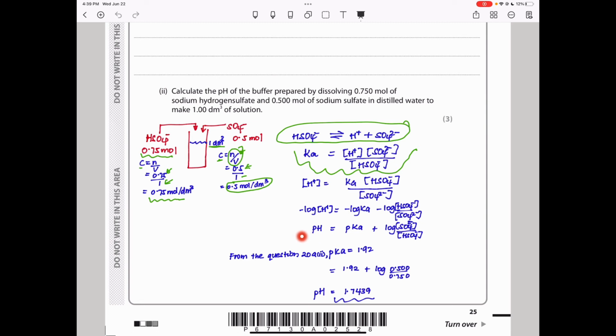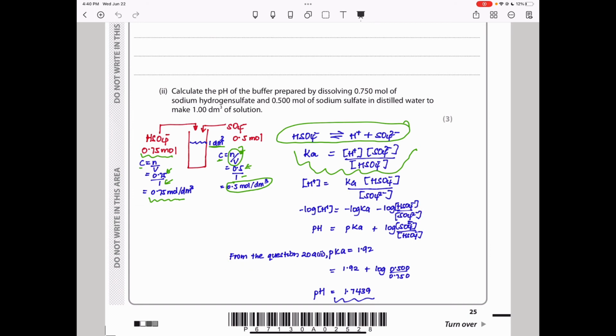Some of you can memorize this. Those of you who do mathematics, you know how to convert this equation into that. You can also work like this. There is no problem, but it's just saying pH is equal to pKa minus log of the HSO4 minus concentration divided by the concentration of SO4 minus.